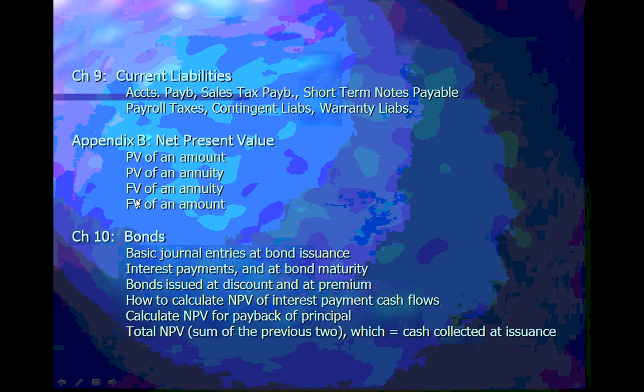Okay, future value has a value for you if you're planning to save for retirement, or planning to save for some big investment down the road, but the test will emphasize mostly the present values of an amount and of an annuity. So you should understand tables B1 and B3 in that appendix. For bonds, of course, you've got to know journal entries at bond issuance and at bond maturity.